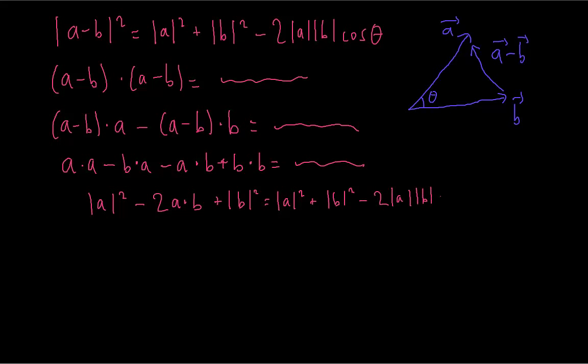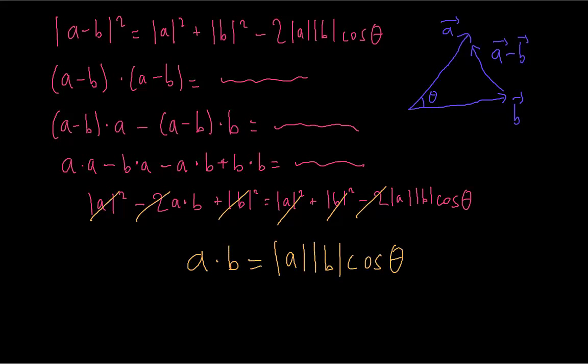And you can see that we can subtract the magnitude of a squared and the magnitude of b squared from both sides. And then once we do that, we can divide both sides by -2. And so we see that the dot product of a and b is equal to the magnitude of a times the magnitude of b times cosine theta, where theta is the angle between the vectors.